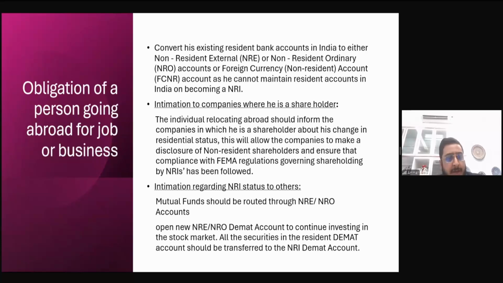Now, we discussed earlier what the obligations are of a person who is going abroad for a job or business. If a person who is a resident of India has traveled outside and taken up a job over there, he becomes a non-resident. So what all does he need to do? He needs to change his bank account to NRE or NRO accounts. He cannot use a resident savings account. He should intimate the companies where he is a shareholder, because in the company's shareholding they will have to show him as a non-resident. There are a lot of other agencies also where he will have to give the intimation. For example, any mutual fund accounts he is holding, he will have to pass on the information over there.